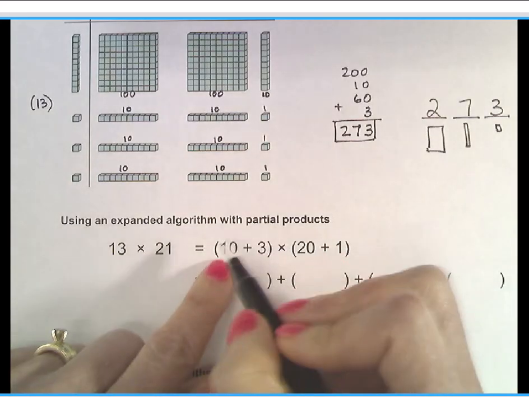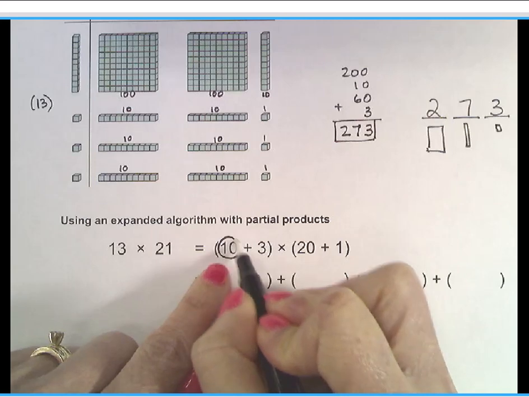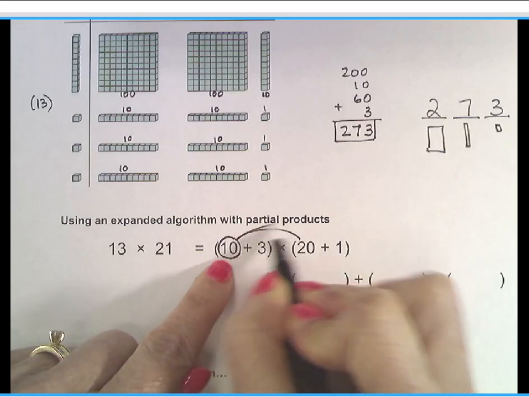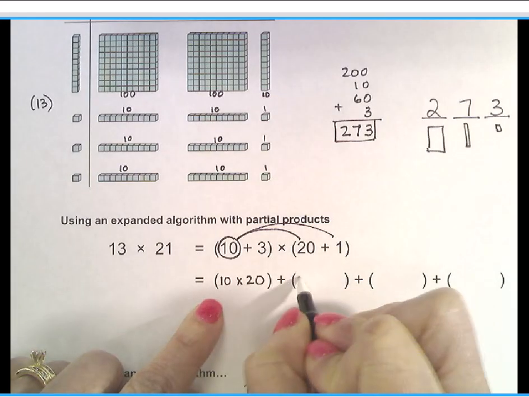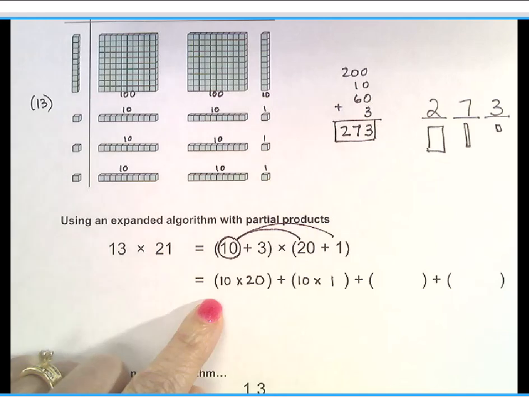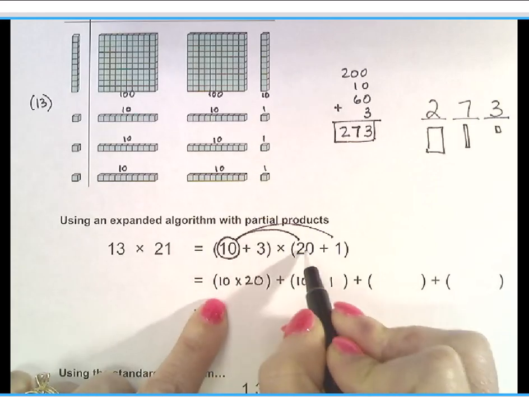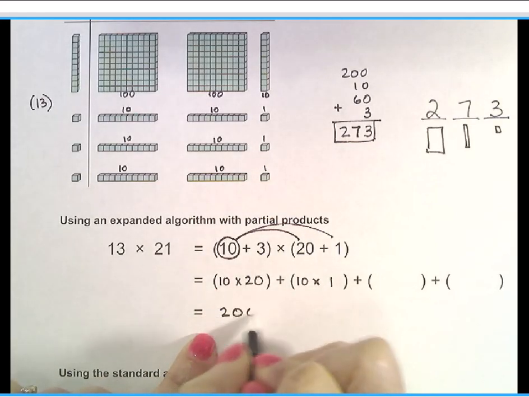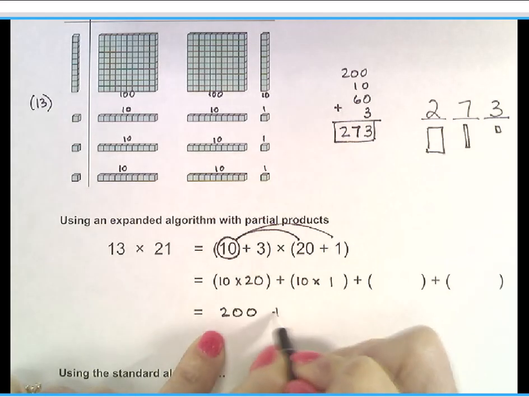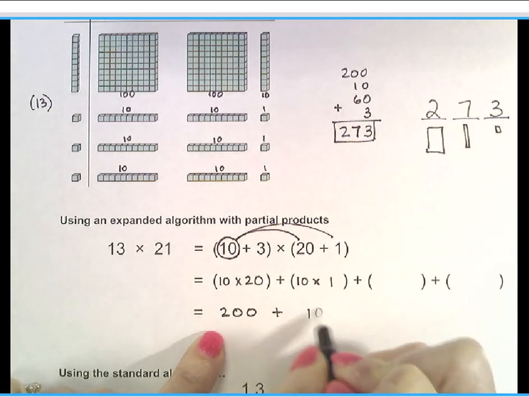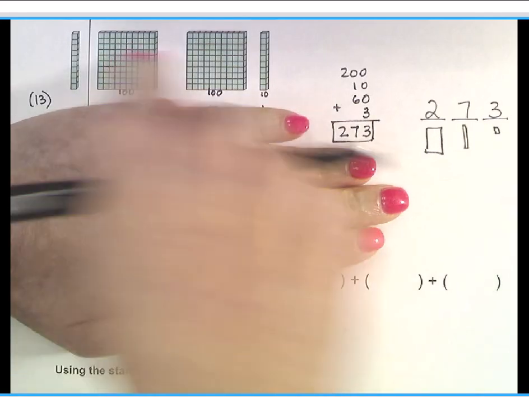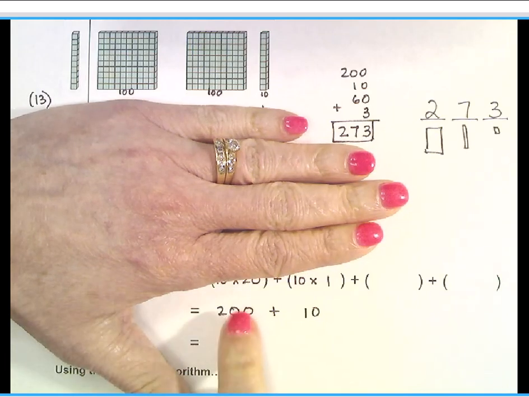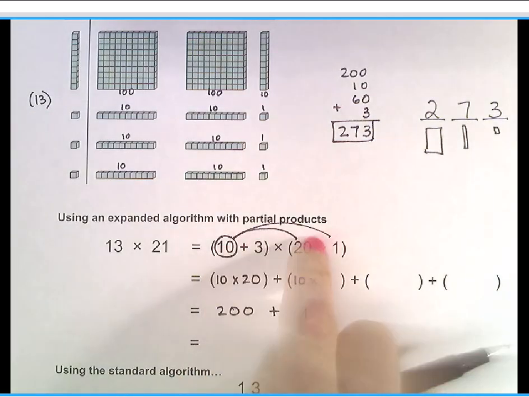So I'm going to take the 10 and I'm going to distribute it first. I'm going to do 10 times 20 and 10 times 1. And 10 times 20 is 200. And 10 times 1 is 10. Basically what we just created is that part of the picture: 200 plus 10. So when we distribute the 10, that's what we get.